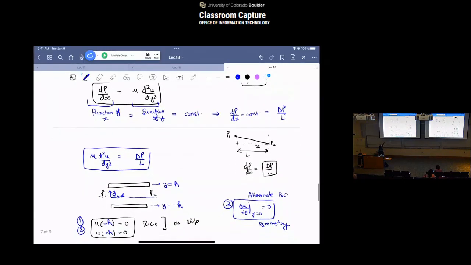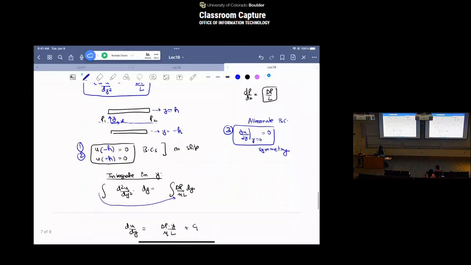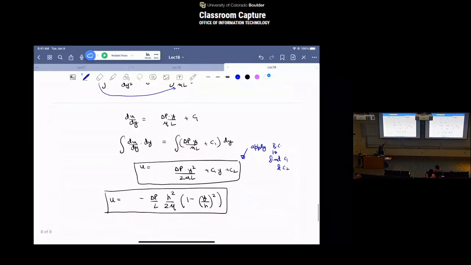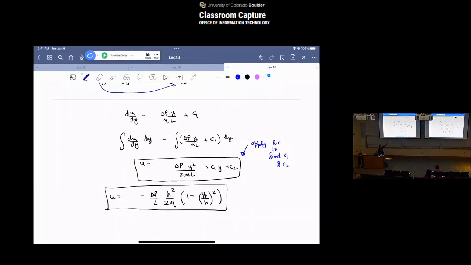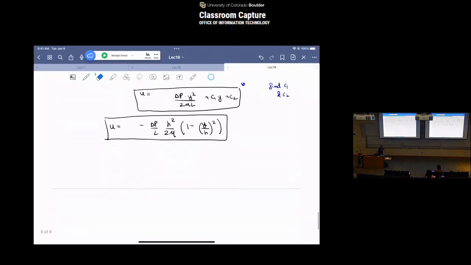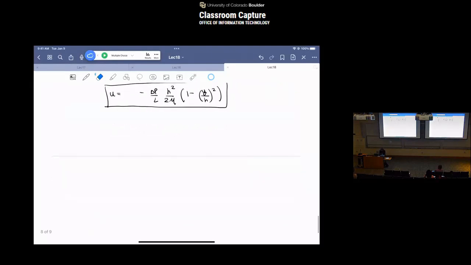We apply the no slip boundary condition on top and bottom plate, and then we just integrate out and get to this velocity profile. Okay, there is still a little bit of math here. If you are confused, please do try this at home. It's very instructive. Doing this over and over again really helps to see the whole process, and you get this velocity profile. Now let's discuss this velocity profile and some other properties.